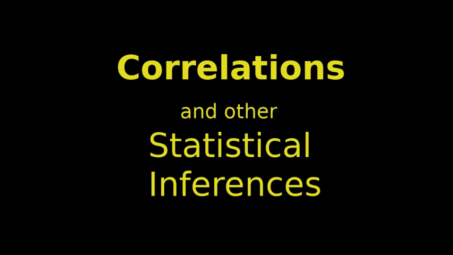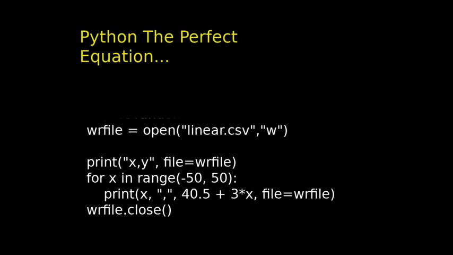In this episode, we will look at what happens when the data set is perfect. Yes, funny things do happen when we're dealing with perfect data using statistical packages. To calculate the perfect equation, operating in a data range of minus 50 to plus 50, I will be printing x, and the function of x will be 3 times x plus 40.5. It will write to a file, and then it will close.